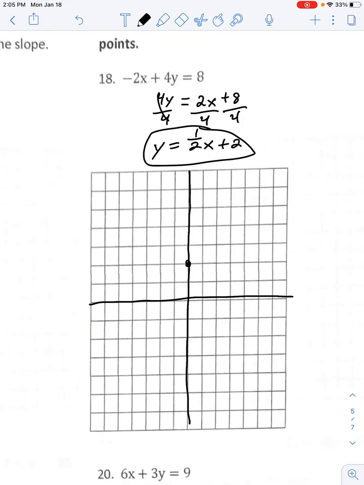And then we're going to plot it at positive 2. Our slope is up 1, right 2. And then one more time, up 1, right 2. All I require is 3 dots. And then go ahead and draw your line.